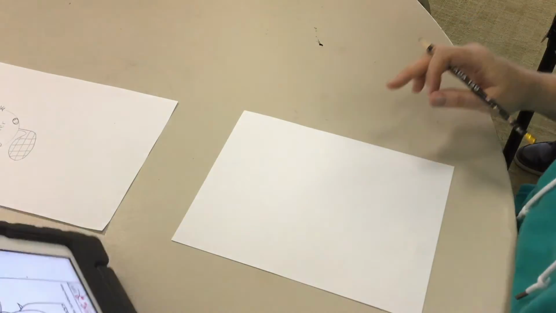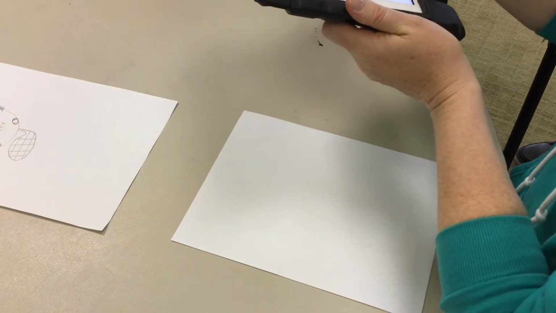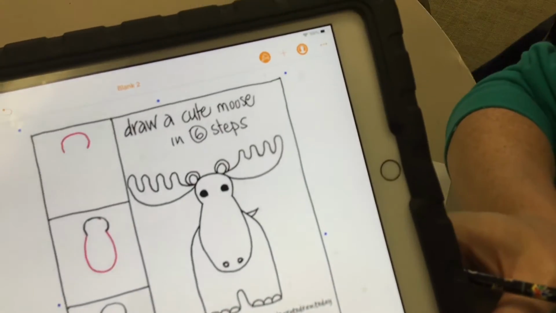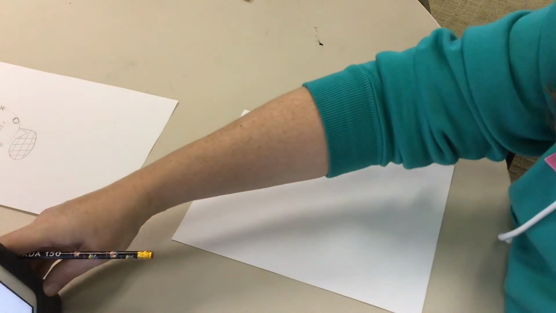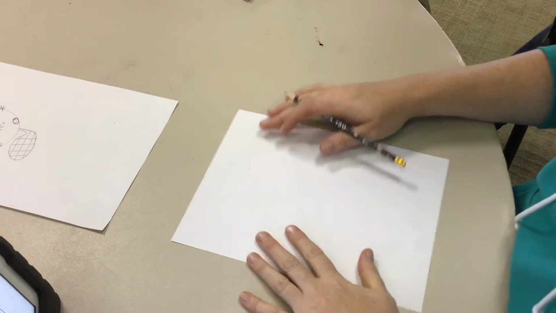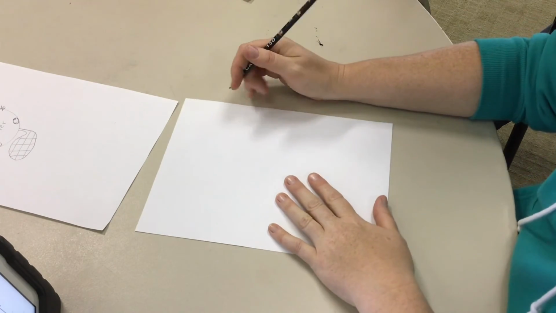All right, so we're going to draw a moose next. Can you guys see that? These are cartoon moose. In 6 easy steps, it says, so we'll see how easy that turns out to be. And then I've got facts about moose. Moose are gigantic. That's fact number 1.